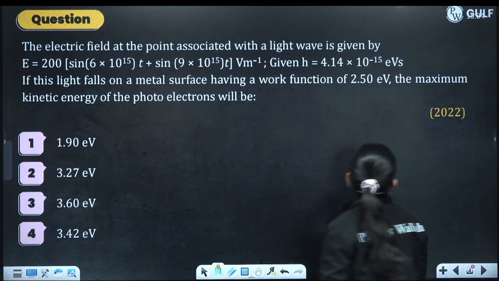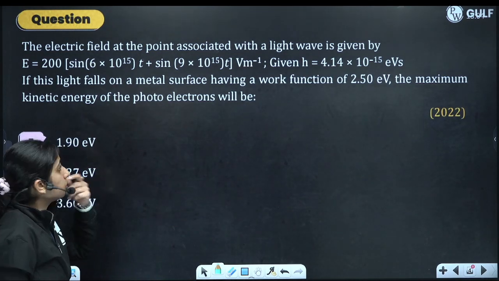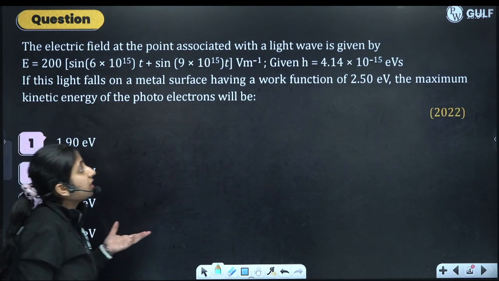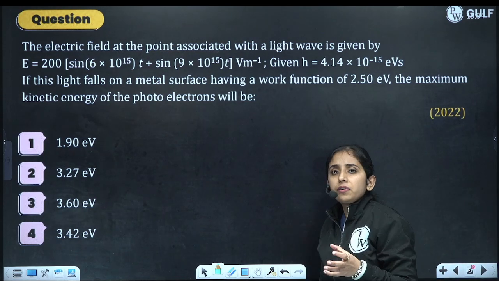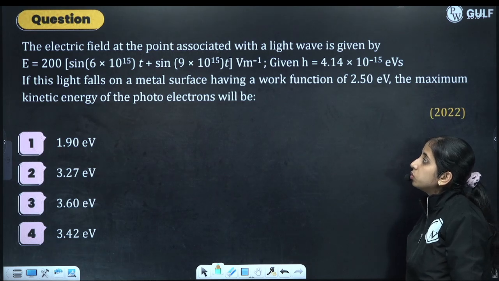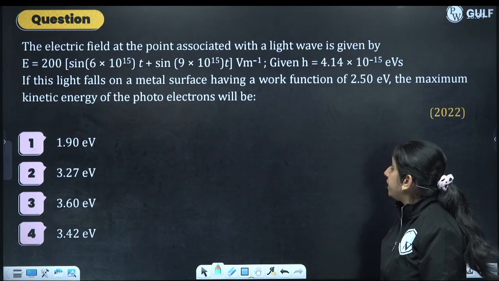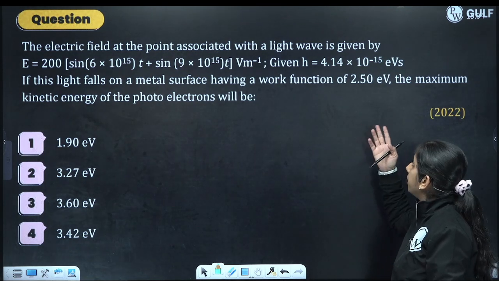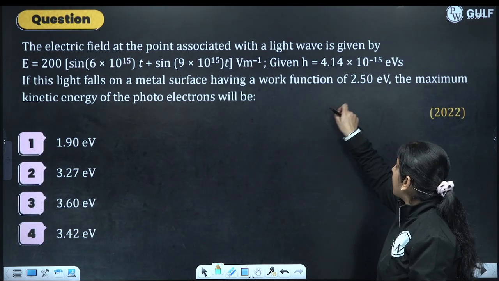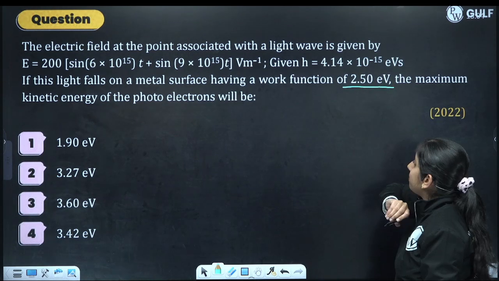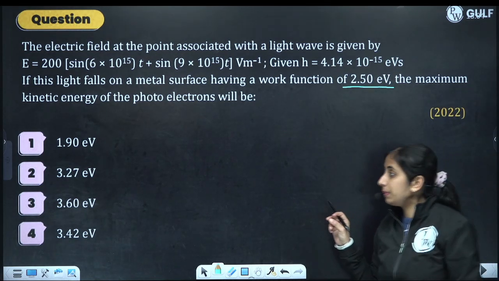See the next question. This has come in 2022. Electric field at a point associated with a light wave. Now we are given a light wave. The electric field of the light wave is 200 sine of 6 into 10 raised to the power 15 t plus sine of 9 into 10 raised to the power 15 t volts per meter. Then we are given h value in electron volts. If this light falls on a metal surface having work function of 2.5 eV, the maximum kinetic energy of the photoelectrons will be? We have to find the maximum kinetic energy.